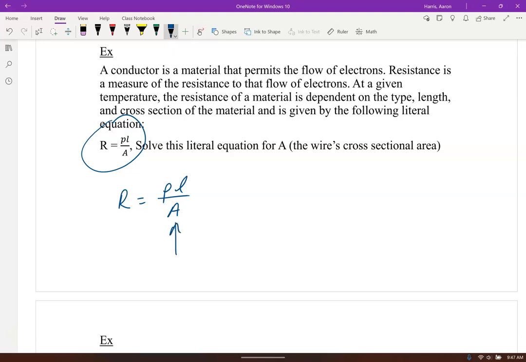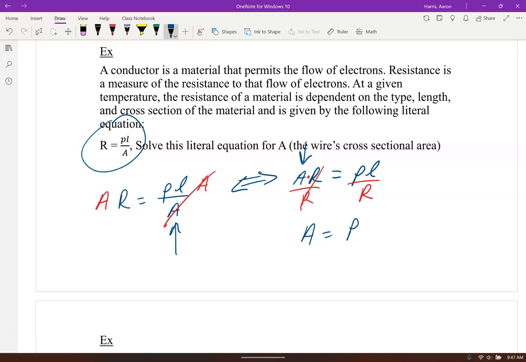The problem right now with A being on the bottom is I've got to get it on the top. So I'm going to multiply this side by A so it cancels, and that side by A. Now we have AR on the left equals rho times L, P times L if you will. Again, we're solving for A, so we've got to get rid of R. Right now we're multiplying by R, so I'm going to divide out the R on both sides. And so we have A equals rho times L all over R, and now we've solved for A.